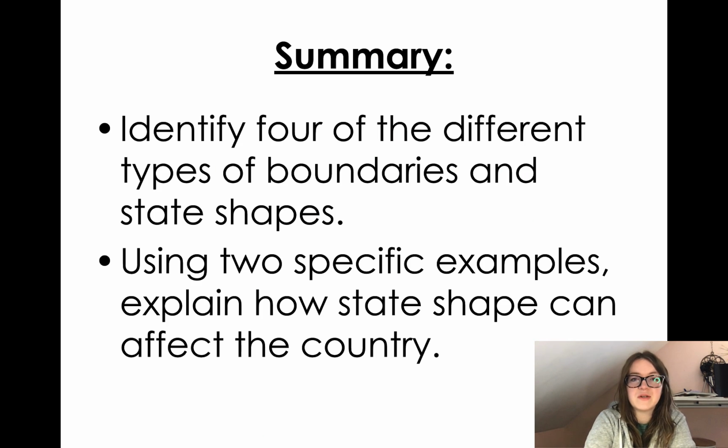Okay. So I want you to take a moment and identify 4 of the different types of boundaries and state shapes. And remember that a whole bunch of those boundaries fall within cultural, including the one that we often consider a third one, and that's the geometric boundary, but it is part of a cultural boundary. So identify 4 of the types of boundaries and state shapes. Using 2 specific examples, explain how state shape can affect the country. So you want specific examples of states with certain shapes and talk about how it affects that country.